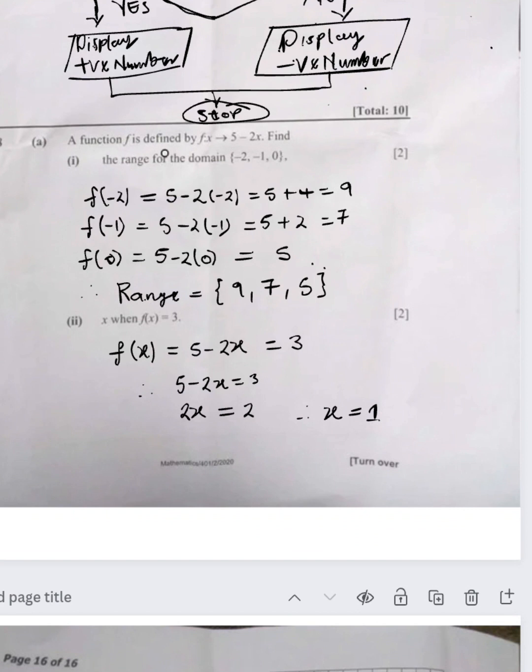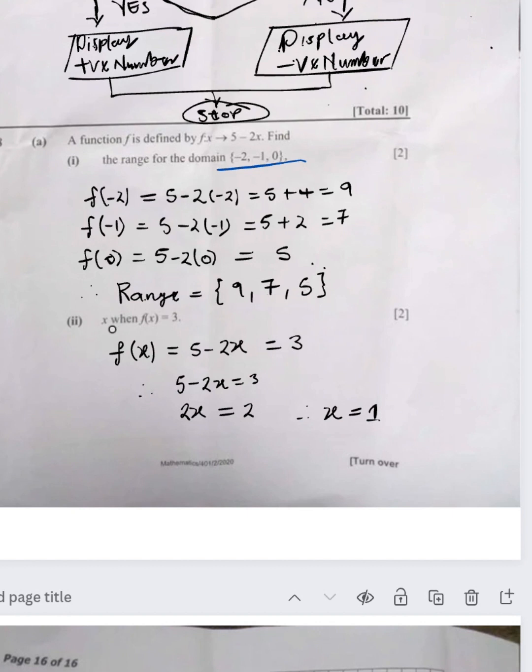Now we have a function defined by that. So x is mapped to, goes to 5 minus 2x. That is a function. Then find the range of this domain. So the domain is just the input of values, or the values of x. And the range is just the output, that is y. So we just evaluate this function at the given values of x and just put them in and say that is 9, 7, and 5 as the domain.